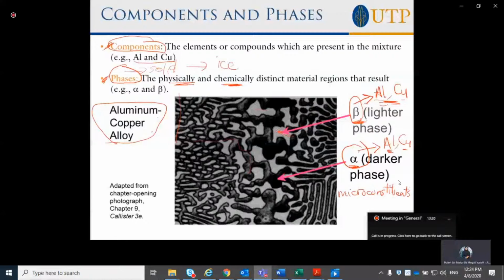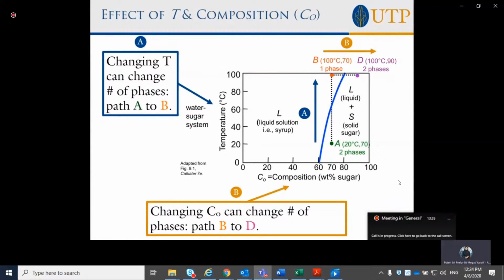They are both solid, but they have a different look, a different microstructure, and they behave differently. They have different physical, chemical and mechanical properties. Okay, now again, we are dealing with this water-sugar system. I think this is quite easy for you now. This is just about reading the phase diagram.